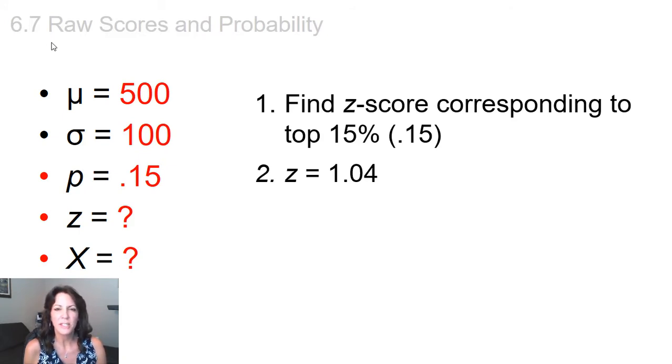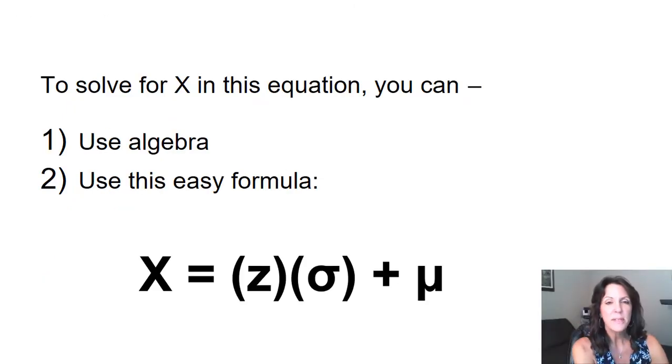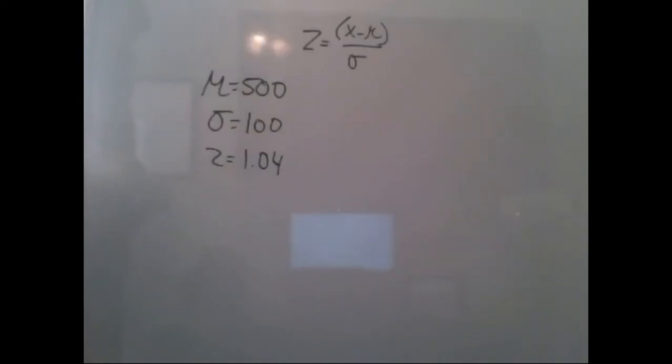So let's take a look and see how that works. I will say that when we're doing the next few problems, we're going to use two different ways of getting at x. One, we could use algebra, or two, we could use the formula that I introduced last week, the easy formula for finding a score when all you know is the z, the standard deviation, and the mean.